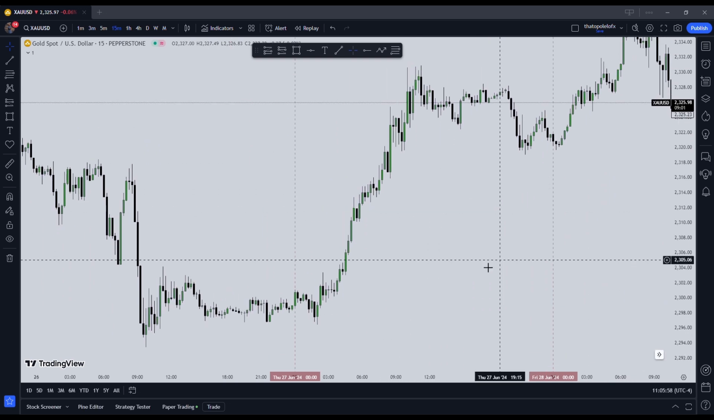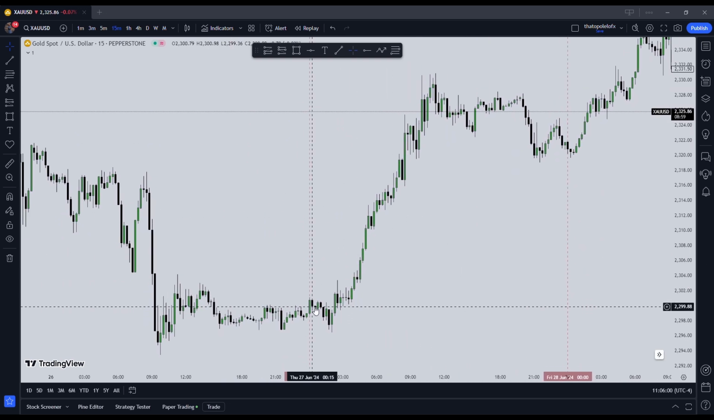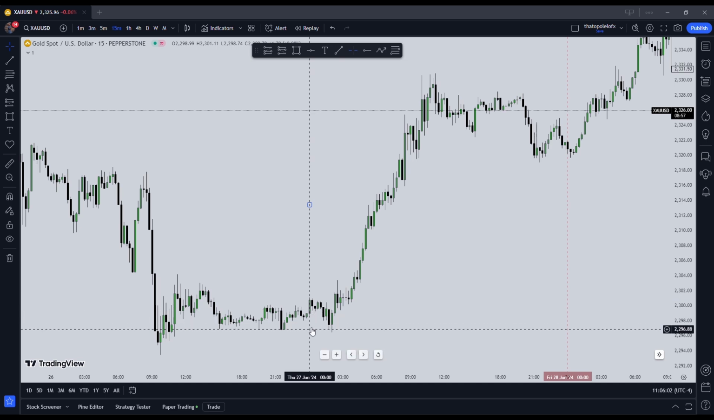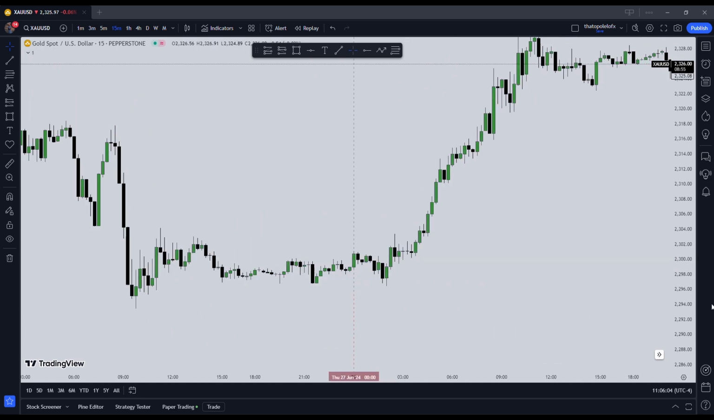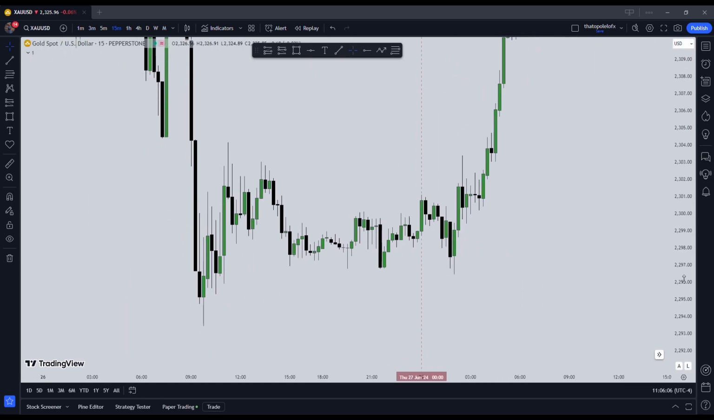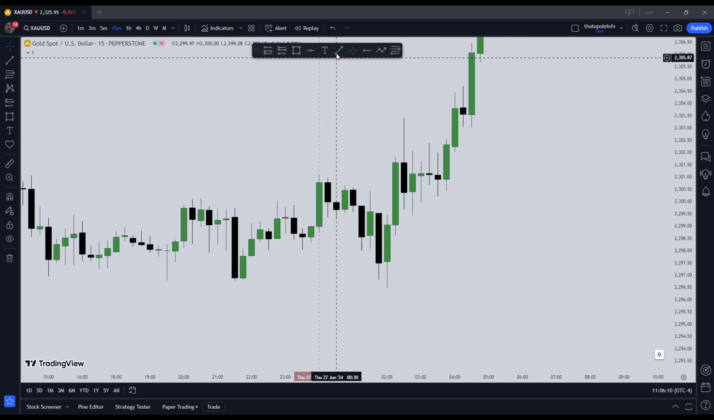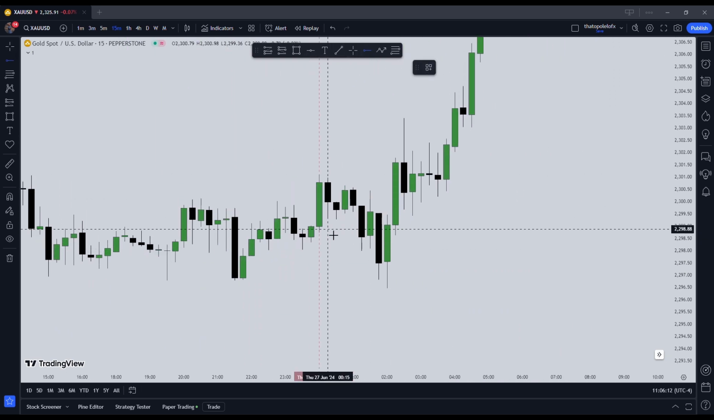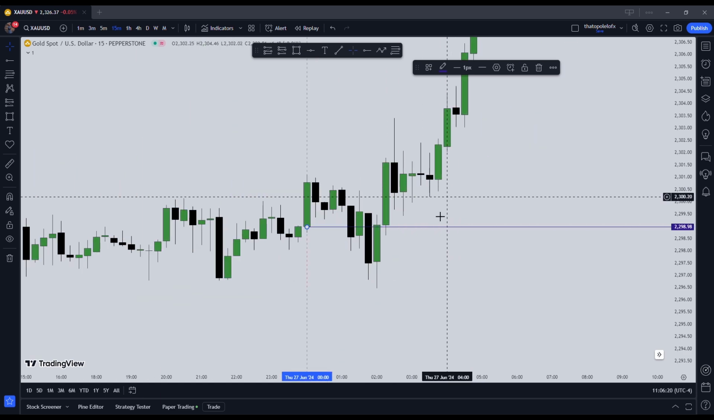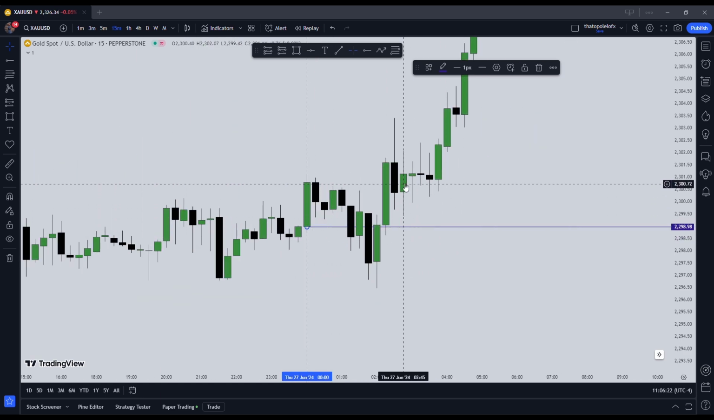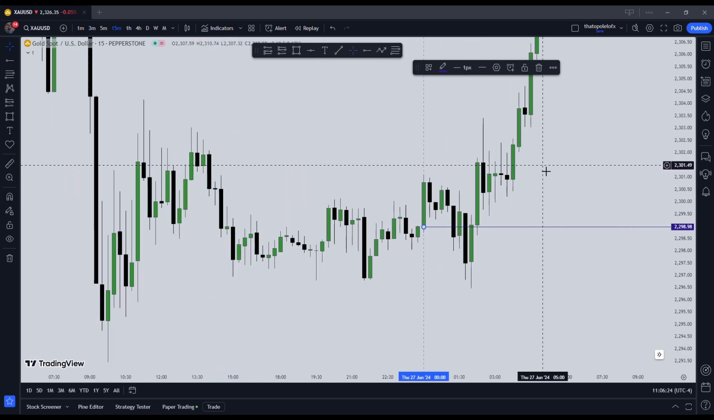So when you look at this, this is the midnight price. The midnight candle is a bullish candle. A bullish candle has an open that is lower than the close, right? So I'll use my horizontal ray, and this is the opening price of this day. It's the midnight opening price. This horizontal ray marks our midnight opening price.